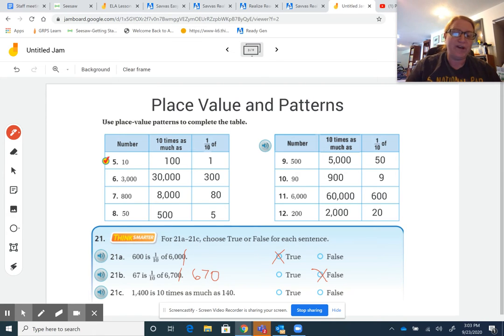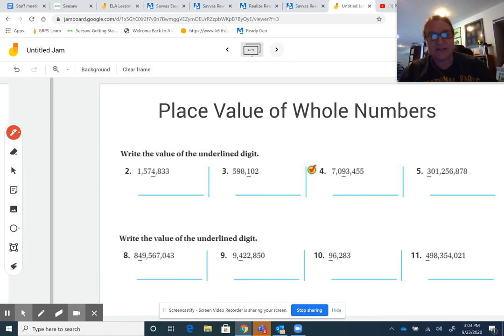And then what about 21C? 1,400 is 10 times as much as 4. Well, if it's 10 times, we need to put an extra 0 on the end. So then it becomes 400, and that is the number that we started with, so that is true. All right, let's look at the next skill.